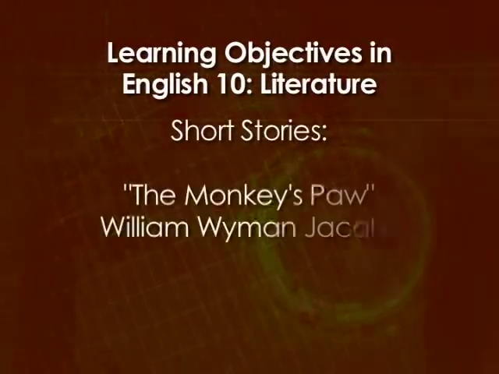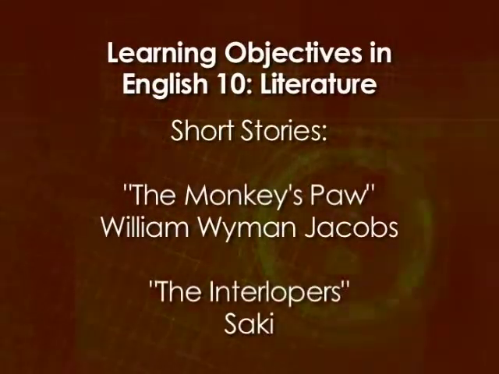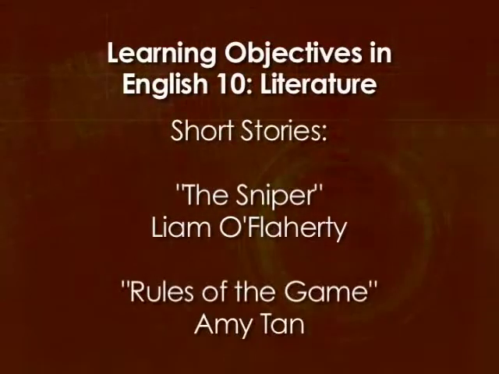We're then going to do 4 short stories. The first will be The Monkey's Paw by William Wymark Jacobs. We'll follow that with The Interlopers by Saki, Hector Hugh Munro. Our third short story will be The Sniper by Liam O'Flaherty. And we'll finish up with The Rules of the Game by Amy Tan.